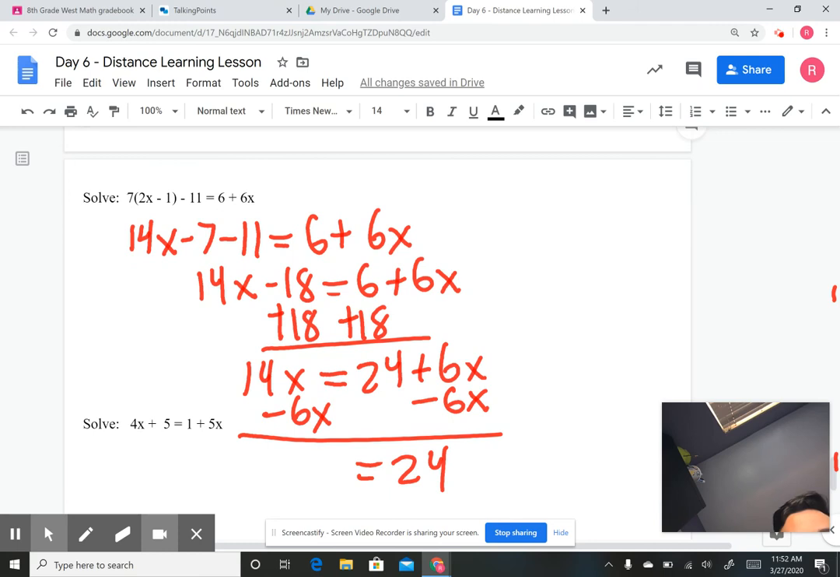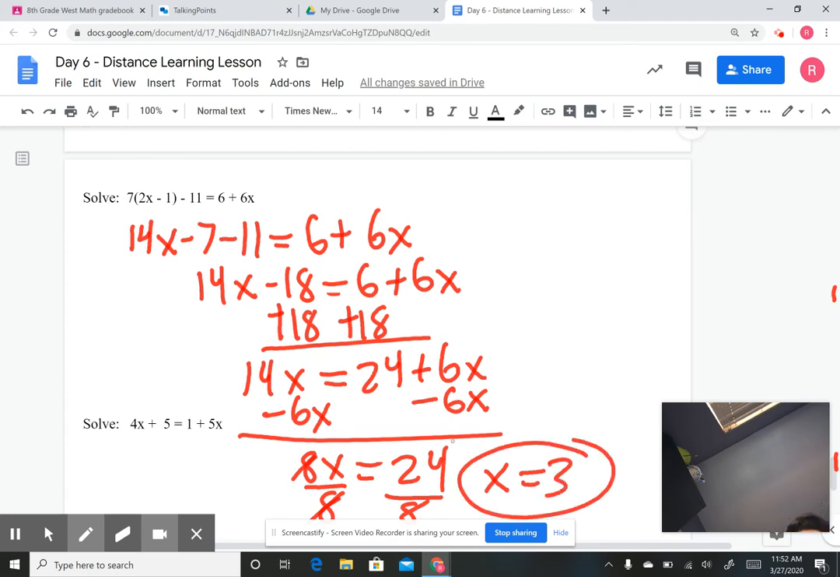So on this side, 14 minus 6 would be 8x. And the last step would be to divide by 8. So your answer, 8 divided by 8 is 1. x equals 3 is the last one right there.